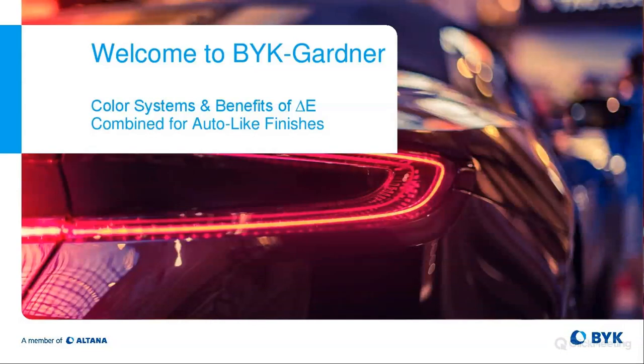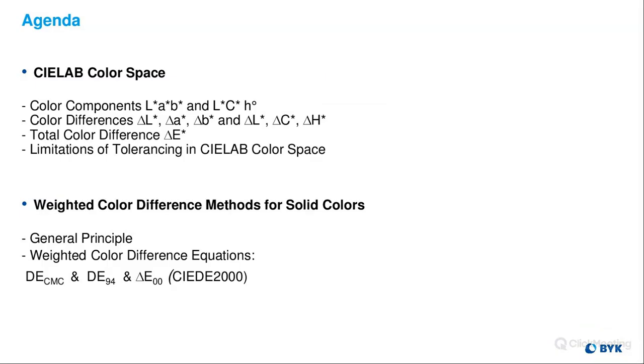Yes, I am. Good afternoon, everyone. John was saying, we're going to be talking about color systems and the benefit of the Delta E combined for auto-like finishes. So first, we're going to give you some information about CIELAB color space, and this was the original color space that was used for color systems in the beginning. And then the thing that is new or newer for this presentation is weighted color difference methods. And this is just for solid colors right now, but there's a lot of benefits to them.